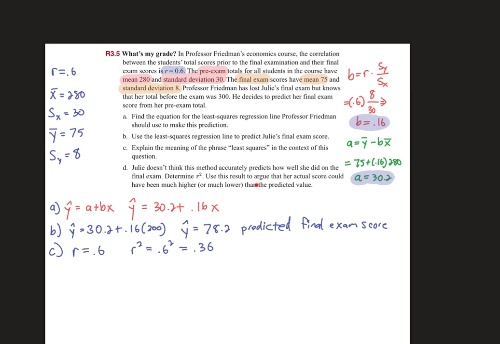Okay, so really the argument's going to be that the correlation is pretty weak. There's a pretty weak correlation between pre-exam and final exam scores. So using that equation, like the professor did, to predict her final exam scores, it's just not a good predictor.